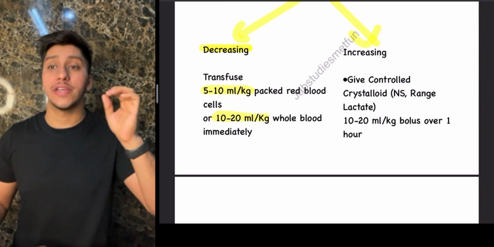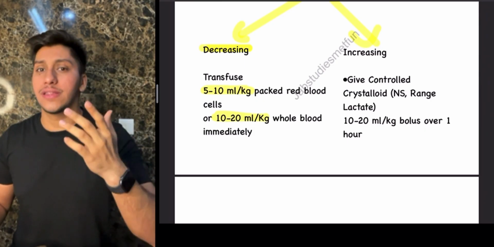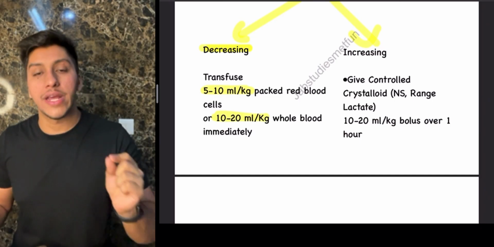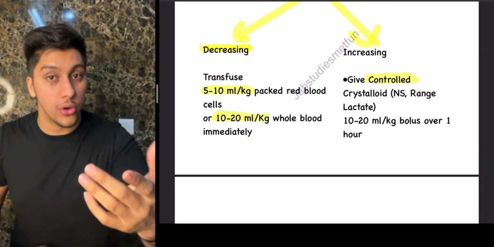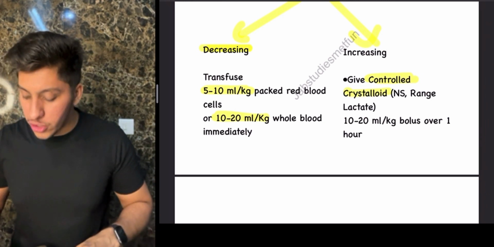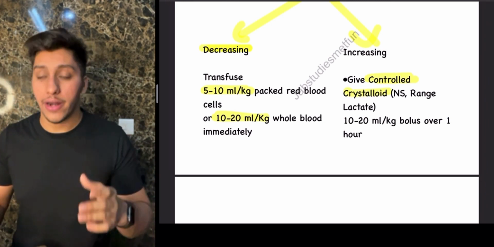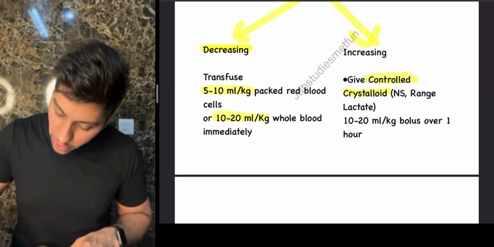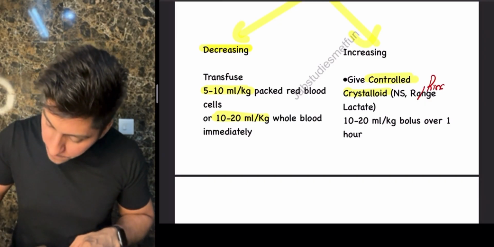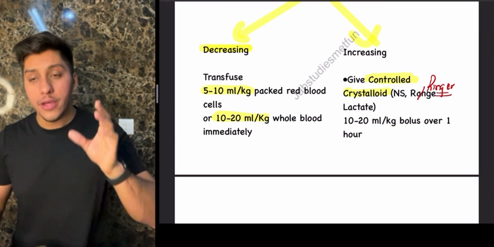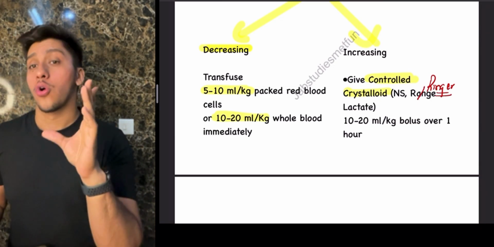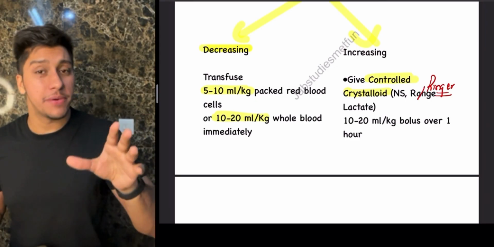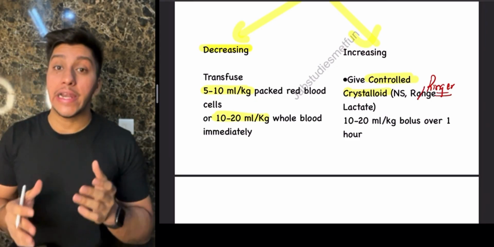If my hematocrit is increasing, which means that there is third space fluid loss, now what I'm going to give is, again, controlled fluid. Controlled means not to give overload. Controlled crystalloids, that is going to be either normal saline or ringer lactate. This is going to be given at a dose of 10 to 20 ml per kg bolus over 1 hour. So you see, the management is kind of the same, but the regime and the style is different.